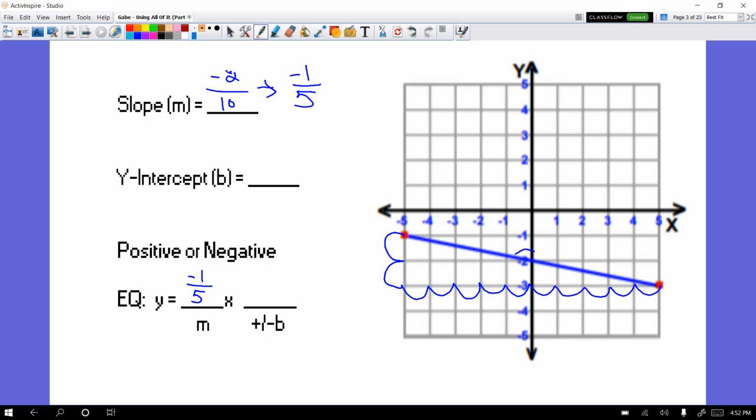It's crossing through at -2. So that would be right there. And we finished our equation. Y equals -1/5 x minus 2. That's what this line is telling us. Is there more to this? Absolutely, but this is where we're starting. So that's how to write an equation from a line.